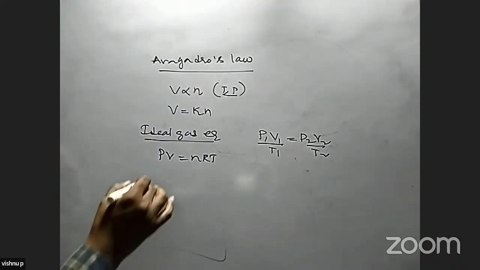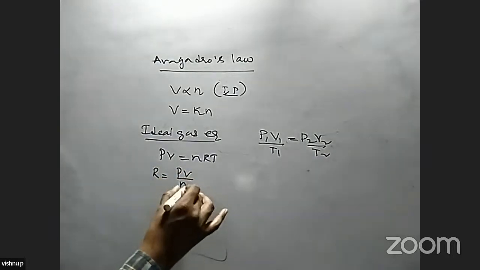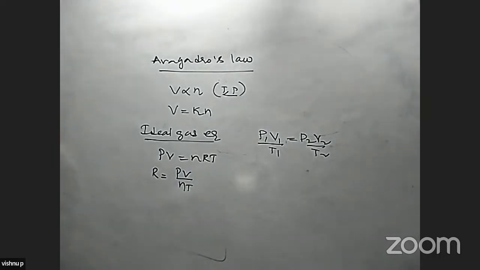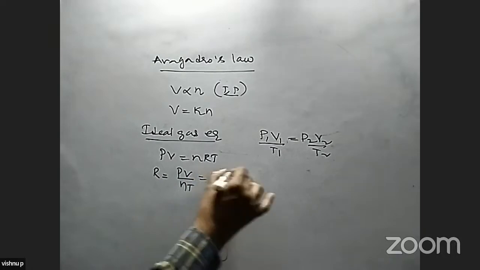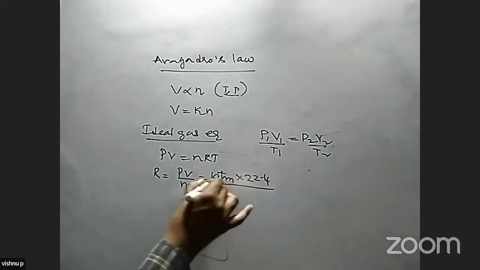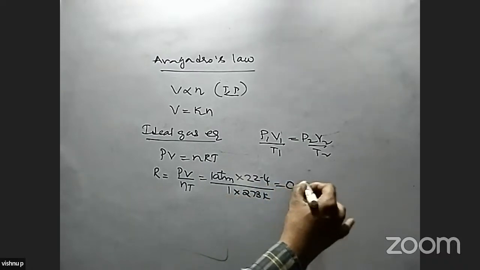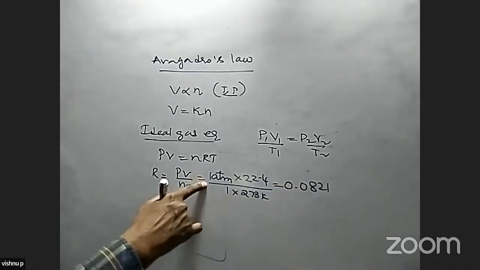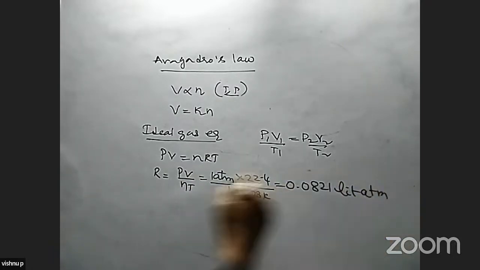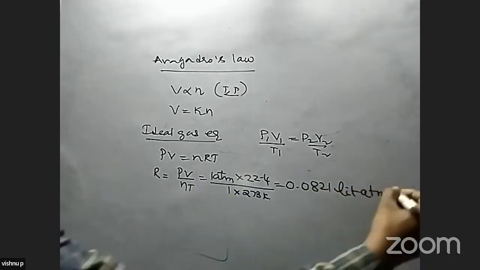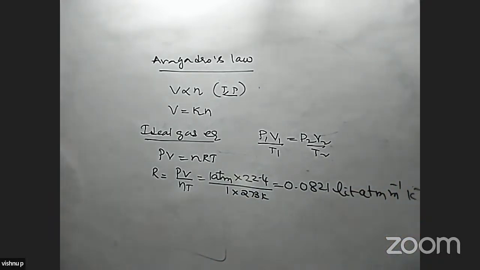So from all gas laws, we get this ideal gas equation, PV equal to nRT. R is equal to PV by nT, and R is called the universal gas constant. If we take pressure at 1 atmosphere, volume 22.4 liters, 1 mole and 273 Kelvin temperature, we get 0.0821. This is liter atmosphere per mole per Kelvin, and we get the R value.